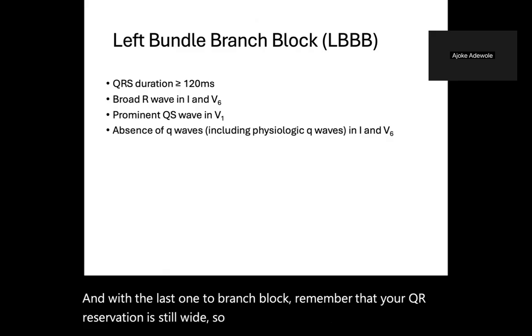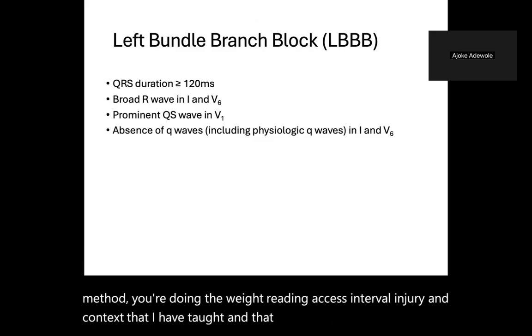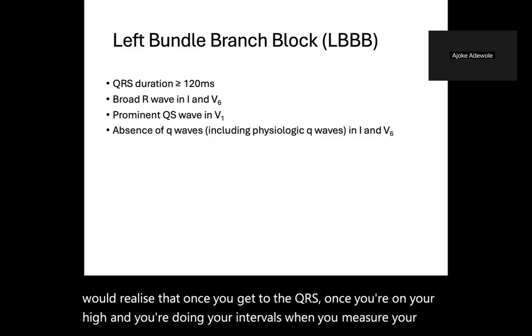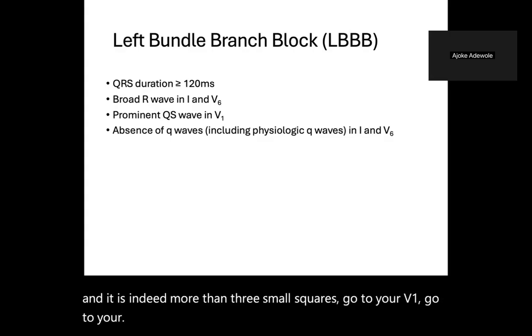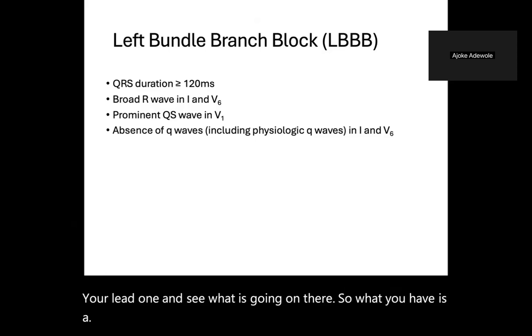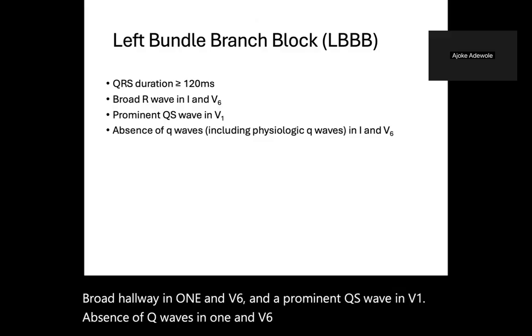So, like I said, if you're using the right method, doing the rate, rhythm, axis, intervals, injury, and context approach that I have taught, you would realize that once you're doing your intervals, when you measure your QRS and it is indeed more than 3 small squares, go to your V1, go to your V6, go to your lead 1 and see what is going on there. So what you have is a broad R wave in lead 1 and V6 and a prominent QS wave in V1. Absence of Q waves in lead 1 and V6, including physiologic Q waves, and I will explain that in a bit.